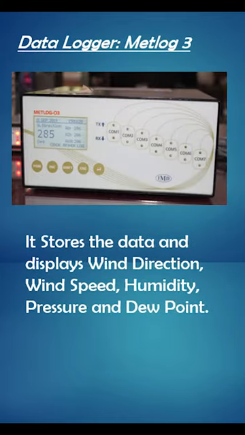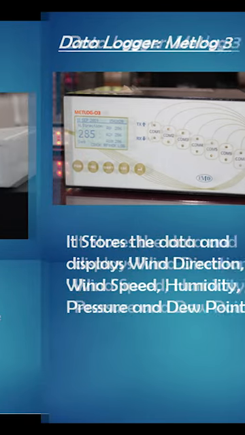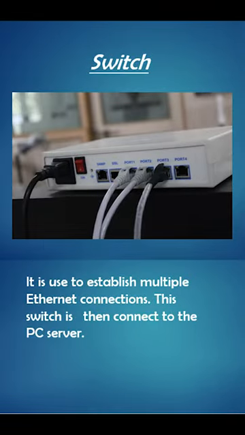Metlog 3 is a data logger which stores the data and displays wind direction, wind speed, humidity, pressure and dew point. A switch is used to establish multiple Ethernet connections. This switch is then connected to the PC server.